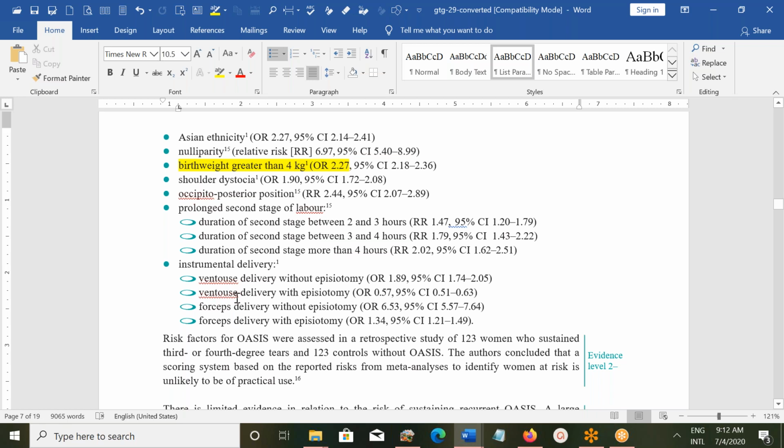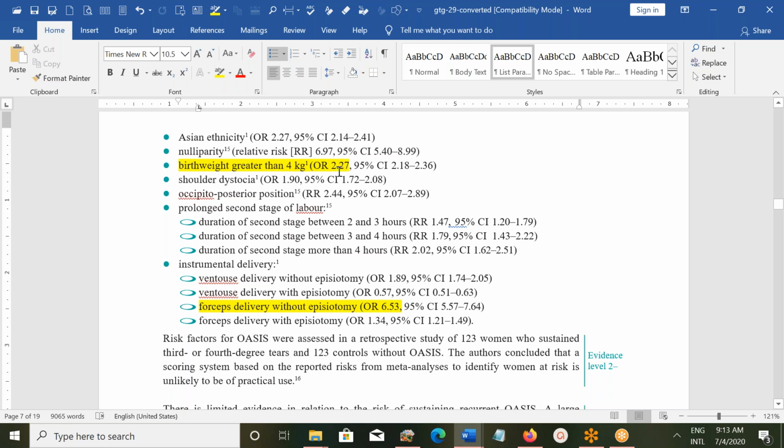So that's why when we are doing vacuum extraction, we are giving episiotomy. If you do it without episiotomy, the chance of having the tear will increase. You can see that it is almost 4 times. Then forceps delivery without episiotomy, the risk is going to be very, very significant. You can see here it is going to be 6.53. Forceps delivery with episiotomy, the risk will become 1/4. So basically, if you look at this picture, the odds of having anal sphincter injury are very high.